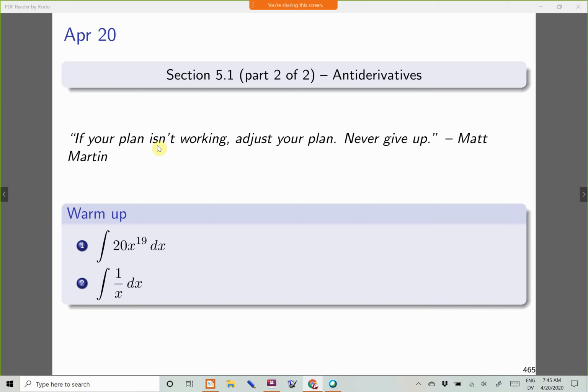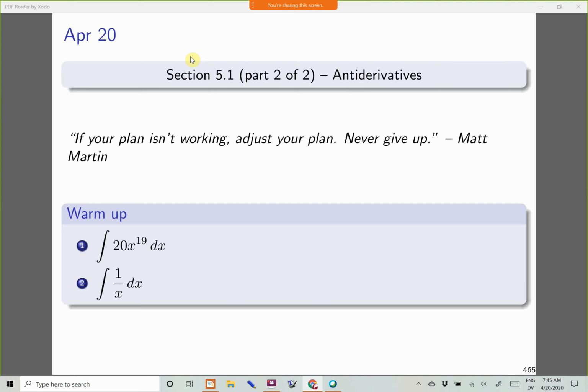Alright, so there are two warm-ups here. These are the ones just shown right at the end of class on Thursday, just to try to preview. So we've got here first the integral of 20x to the 19th dx. That is, in other words, asking what should you differentiate in order to get 20x to the 19th, right? We're always thinking about going backwards now.